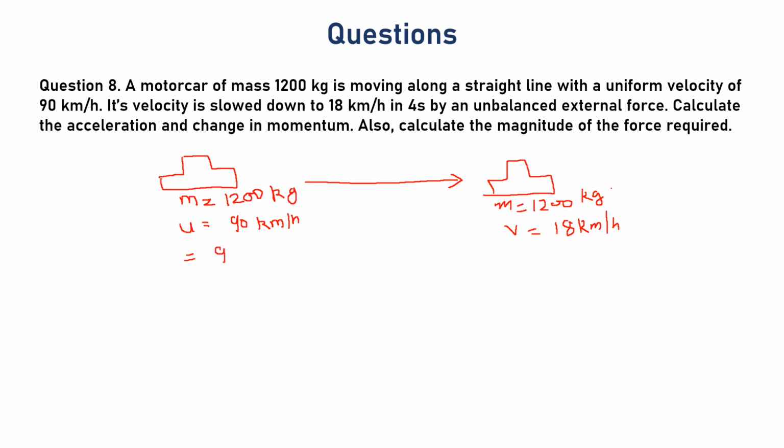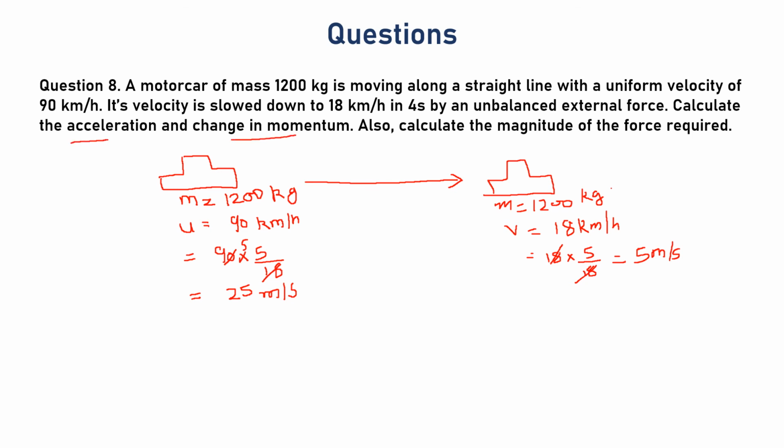So 90, to change to meter per second, multiply by 5 upon 18. So 90 will go with 18 by 5. 5 into 5, you will get 25 meter per second is the initial speed. And here 18 multiplied by 5 upon 18, so the 18 will get cancelled. Here you will get 5 meter per second. Now what we have to find next: calculate the acceleration and change in momentum.